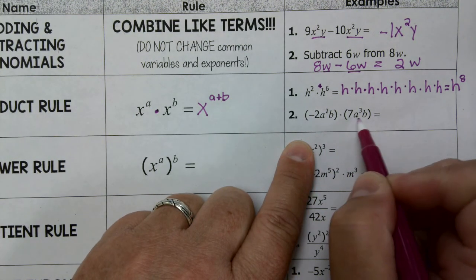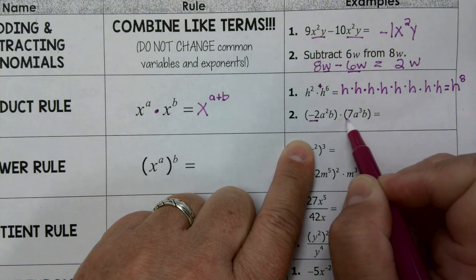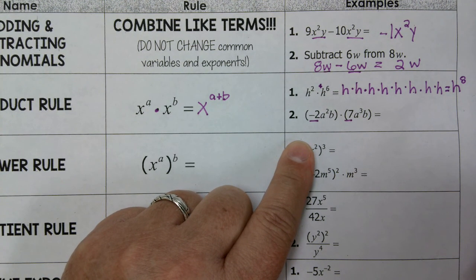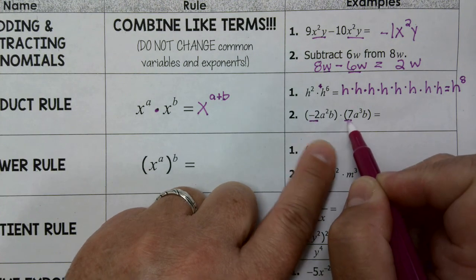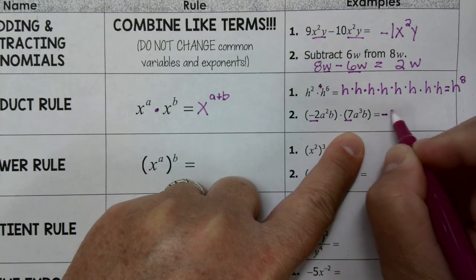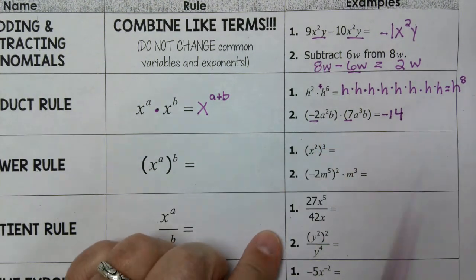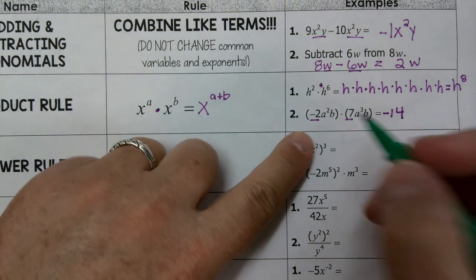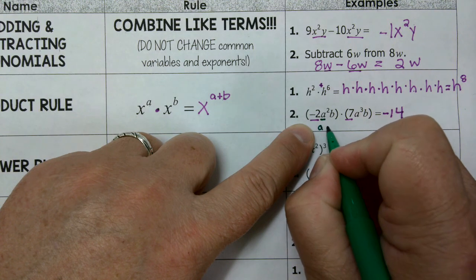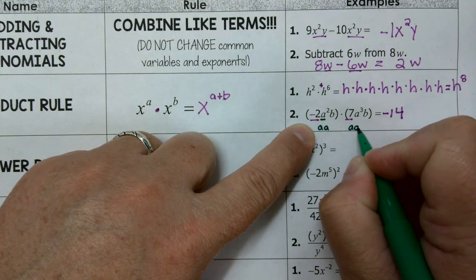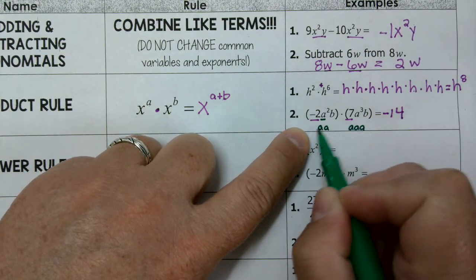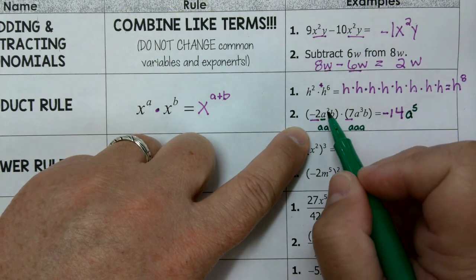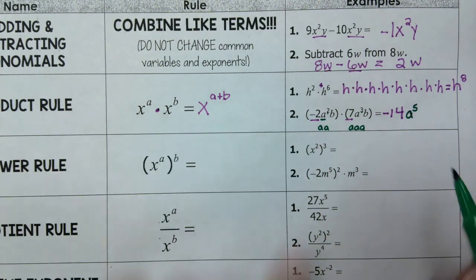Okay, so looking at this, I have -2 times 7. Those are my coefficients, my regular numbers. I'm just going to put those together. -2 times 7 is -14. Then I can look at my a's. So here I have a squared and I have a cubed. So altogether, that's 5 a's, a to the 5th. Or don't forget, 2 plus 3 is 5.